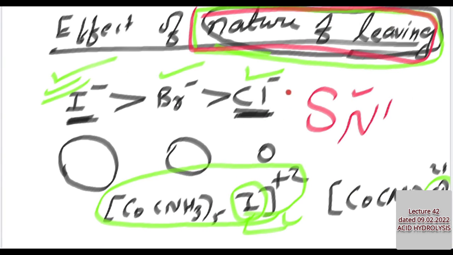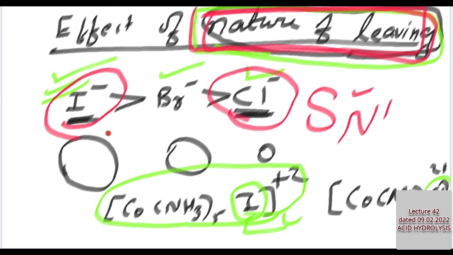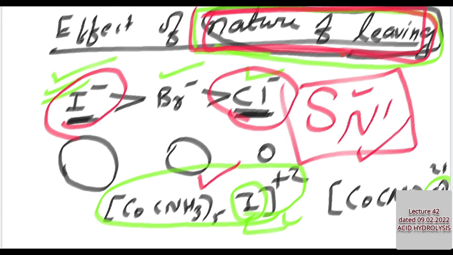And at last, the nature of the leaving group also matters in deciding the mechanism. It is found that ligands like iodide, which is a weak ligand compared to chloride, have a rate of reaction found to be faster, making sense of our conclusion that SN1 is the mechanism.